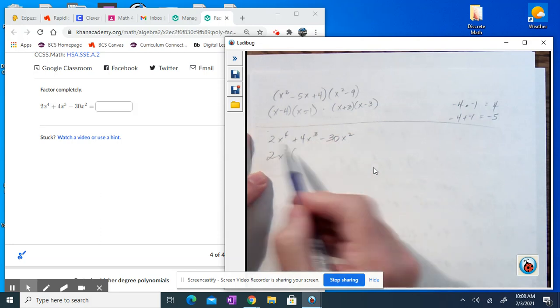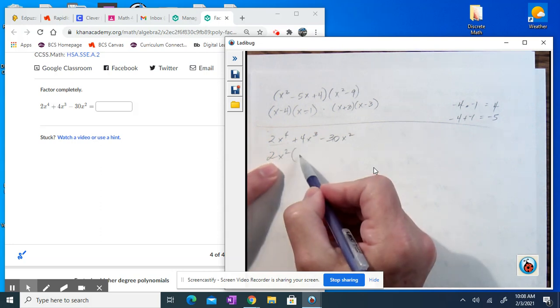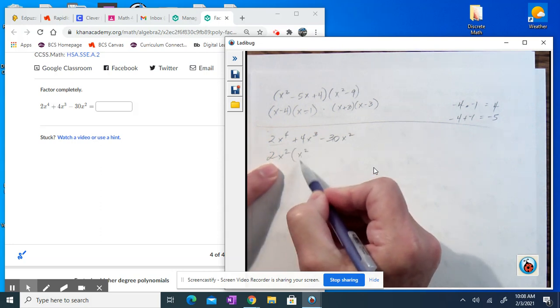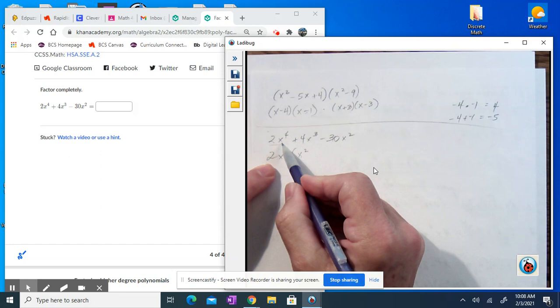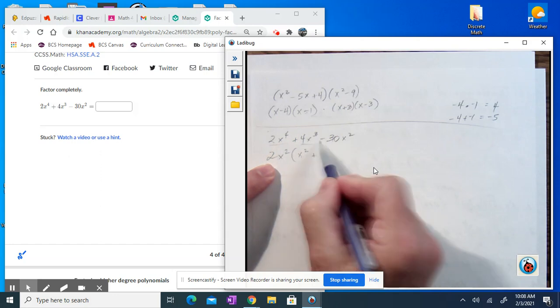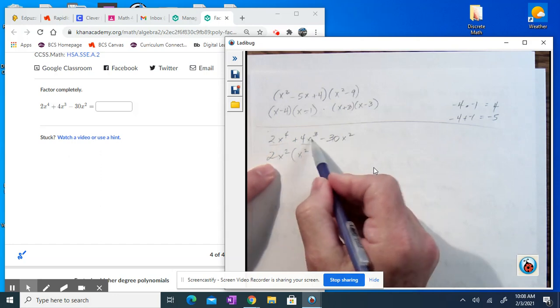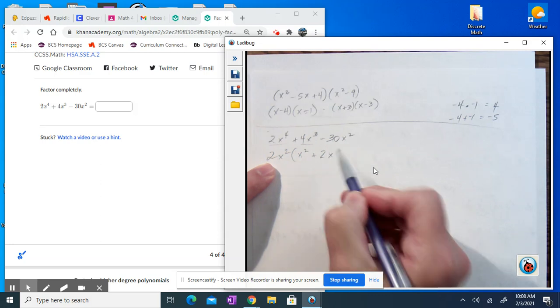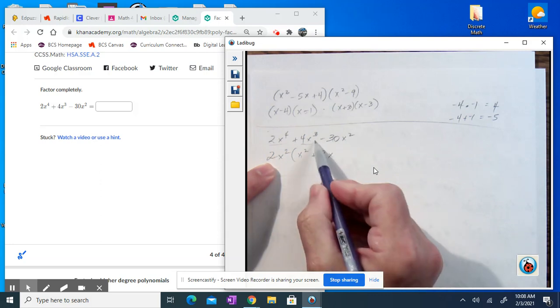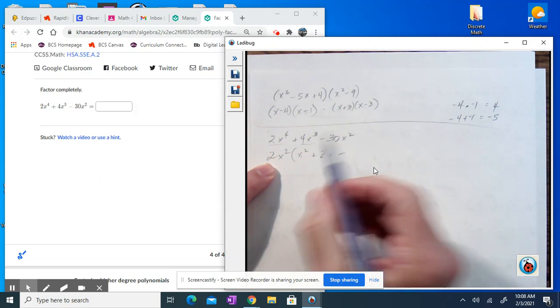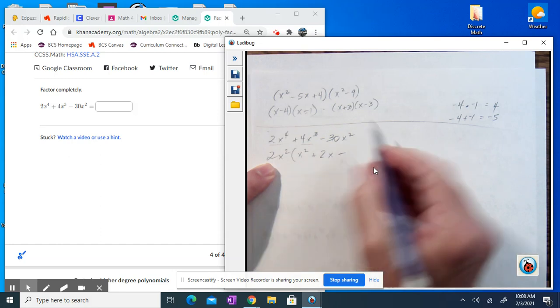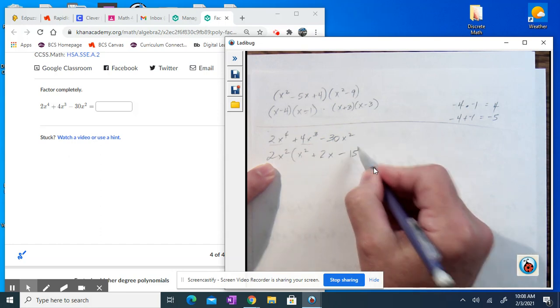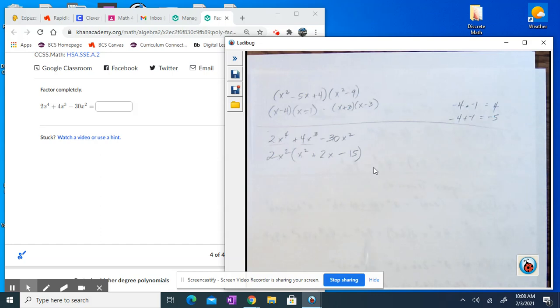All right, now for this first term, that leaves me with just x squared, because 2x squared times x squared is that. For this term, that leaves me with 2x, right? 2x squared times 2x is 4x cubed. And for this term, that leaves me with 15. Okay. Now, will this factor?